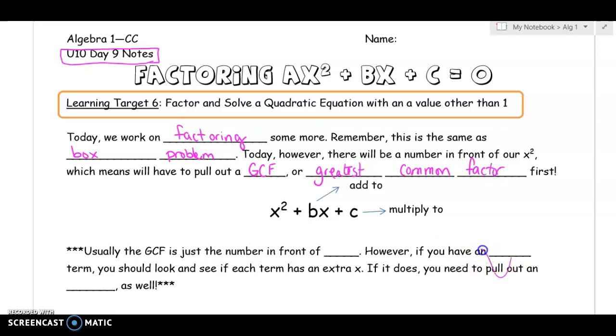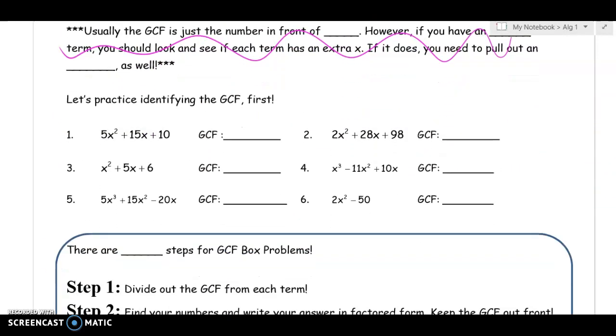Let's skip this part here. All right, and we're going to go down to here. Let's practice a GCF. So what's going to happen is you're going to look at all of the terms. If you look at all three of these, you're going to first look to see if they all have a letter in common. If you notice the first two have an x, the last one does not. Since they don't all have a letter in common, we don't have to worry about the letter. Let's focus on the numbers. We've got 5, 15, and 10.